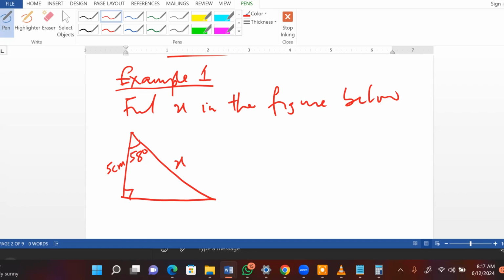So the first thing you need to do is to label the sides. You are going to tell me the name of each side. Which one is opposite? 5 centimeters. Why is it the opposite? Because we're looking for x. What did I tell you? When you want to get the opposite, what are you going to consider?